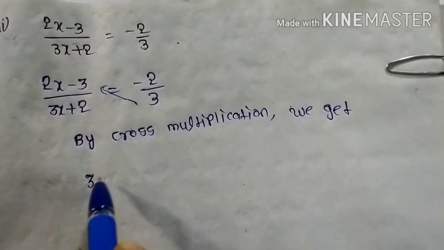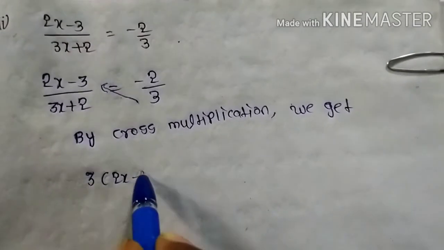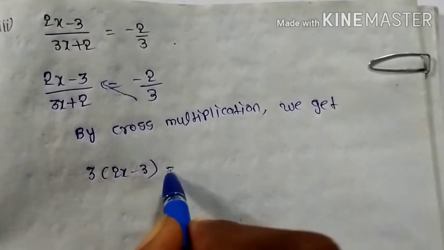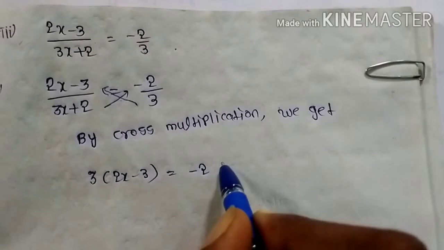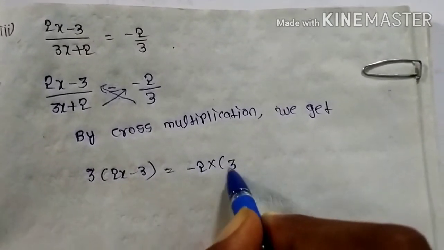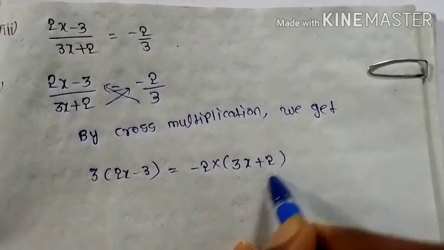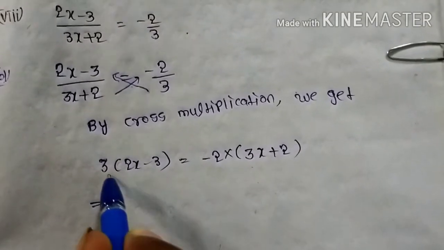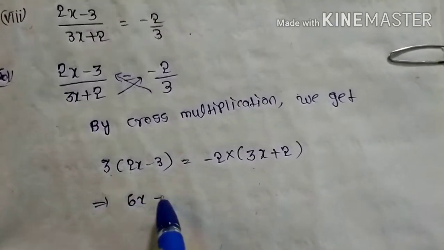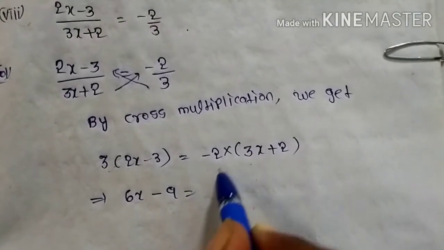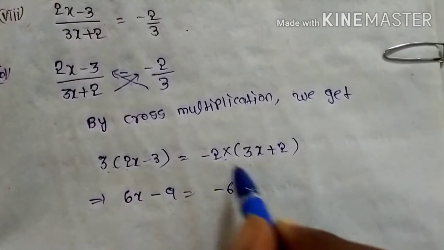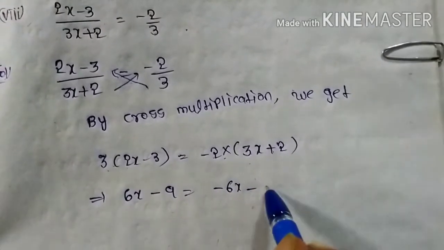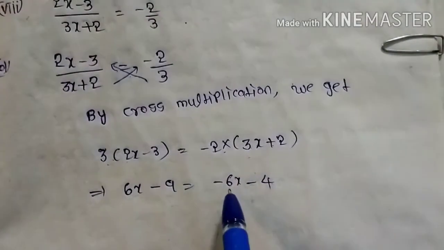That means can I write here 3 into (2x minus 3) is equal to minus 2 into (3x plus 2). From here onwards you know how to do. See here 3 2s are 6x minus 3 3s are 9 is equal to minus 2 into 3 is minus 6x. Here minus into plus, minus 2 2s are how much? 4 only. Now you can simplify.